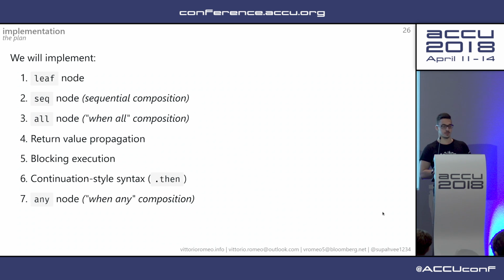All right, so we'll start by implementing the leaf node, which is the simplest one, then sequential composition, when_all composition, and these three things will be just stateless closures. Afterwards, we will implement return value propagation, so we will be able to accept values and return values from the nodes. Then we will have blocking execution, which basically prevents the graph from going out of scope until it's completely done. And then we will implement the continuation style syntax. And if we have time, we're going to take a look at the any node, which is the tricky bit.